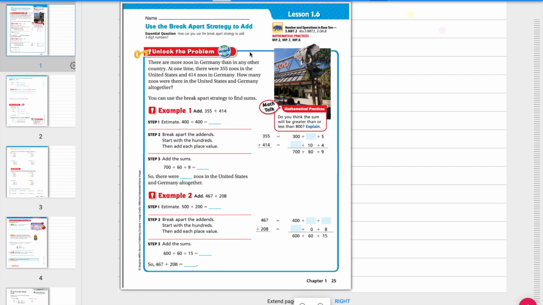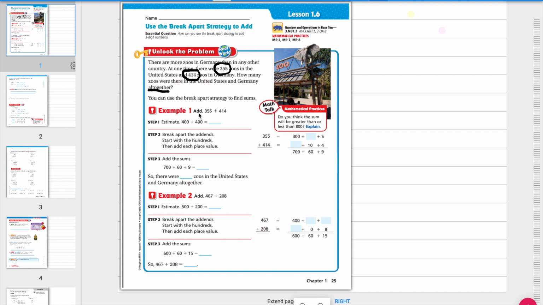This is a real world example, and it happens to be about Germany, which is a nice connection for our school. There are more zoos in Germany than in any other country. At one time, there were 355 zoos in the United States and 414 zoos in Germany. How many zoos were there in the United States and Germany all together? So I'm going to look at that keyword all together. That means I'm going to add them. And the two numbers I'm going to add are the 414 zoos in Germany and the 355 zoos in the United States. So we can use the break apart strategy to find the sums.